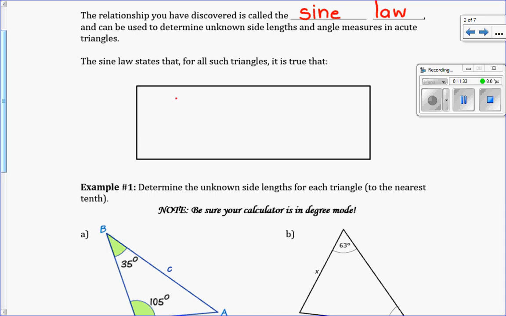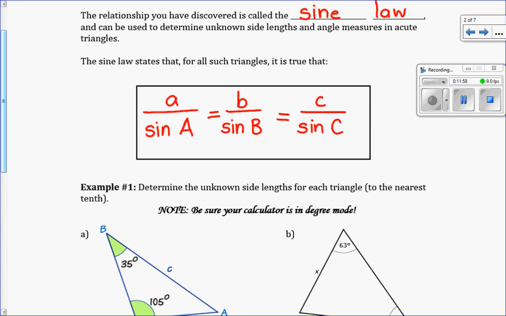The sine law is side A divided by the sine of angle A, make sure you use a capital A for that to show that it's an angle, is the same thing as side B divided by the sine of angle B, which is also the same thing as side C divided by the sine of angle C.